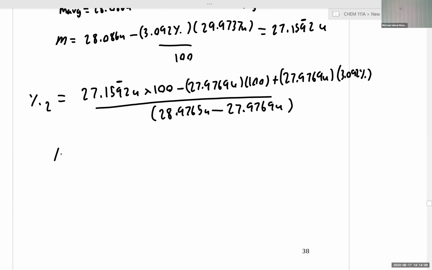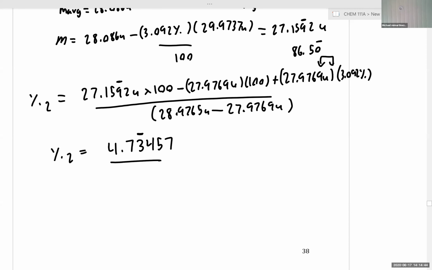Okay, so for our percentage of isotope 2 in our first line, we have 7.3457. However, if we look at the result from this calculation on the right, we have 3.092 times 27.9769. That in turn gives us 86.50 for 4 sig figs, 2 decimal places. So we can only report up to 2 decimal places.